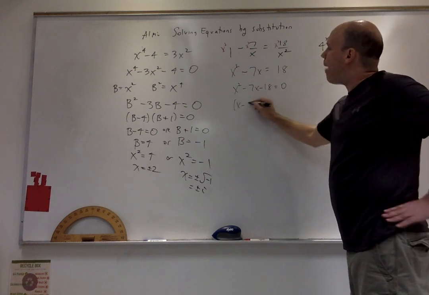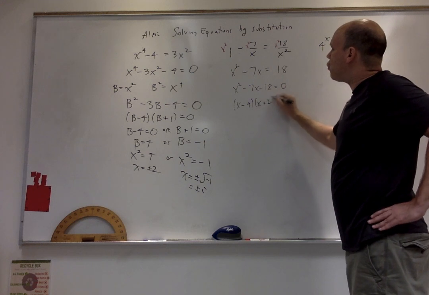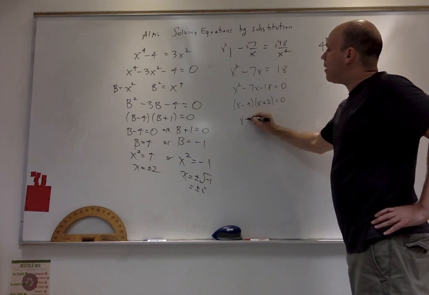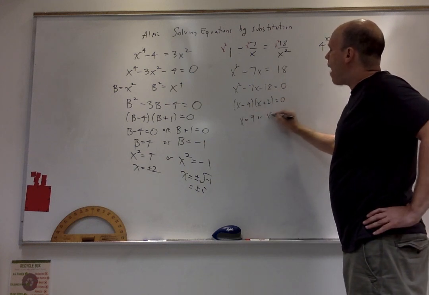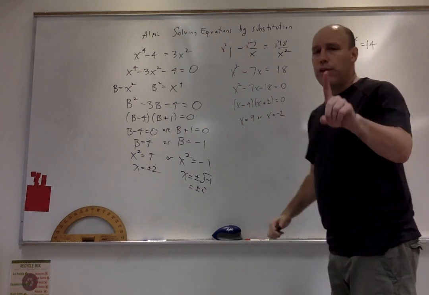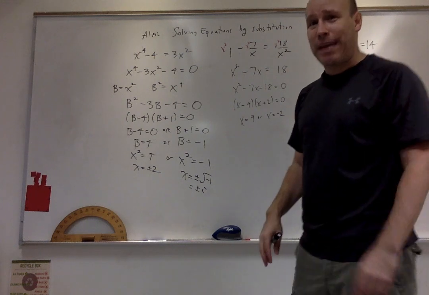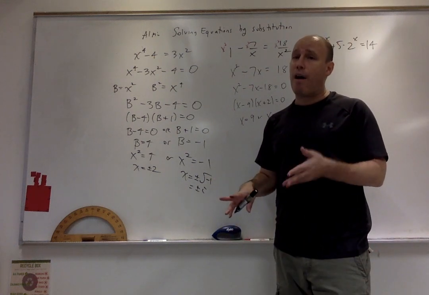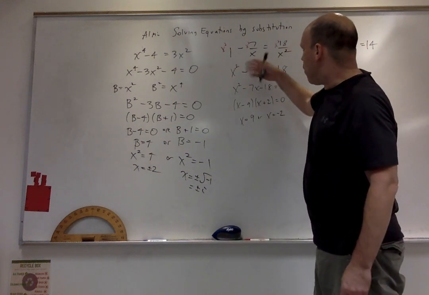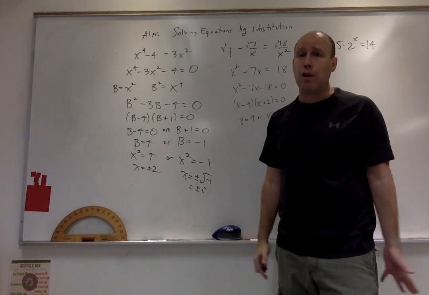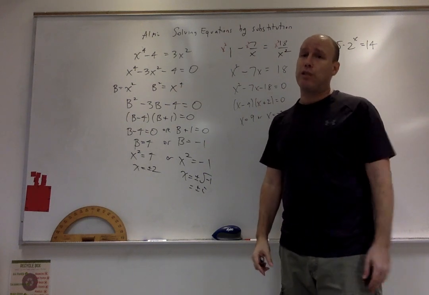We have x minus 9, x plus 2 equals 0. We know that x equals 9 or x equals negative 2. Please remember, because there were x values in the denominator, we do have to check to see our values work. Because if x ended up being 0, we'd have to reject that solution.